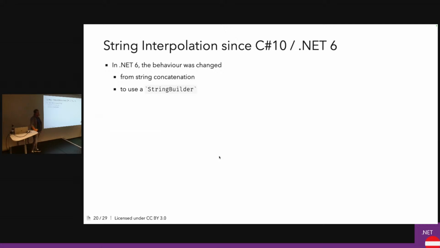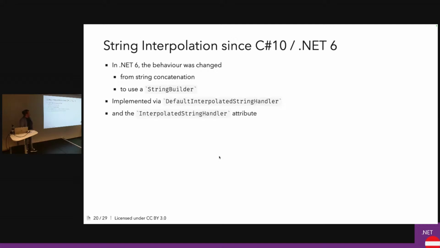I've already mentioned before that string interpolation changed a little bit with .NET 6. Before it was using string concatenation. Nowadays it's using a string builder, which is of course a lot more performant. And they implemented it in a very modular way. Apparently, if Microsoft adds something new to .NET, they try to make it modular, try to make it replaceable. And that's exactly what they did.